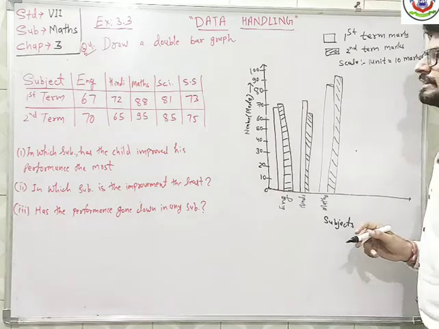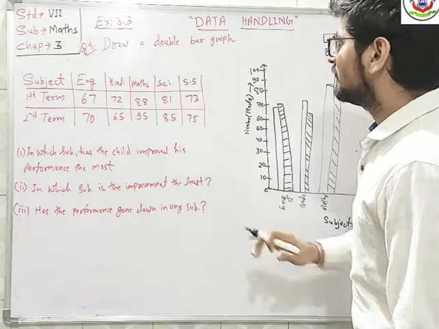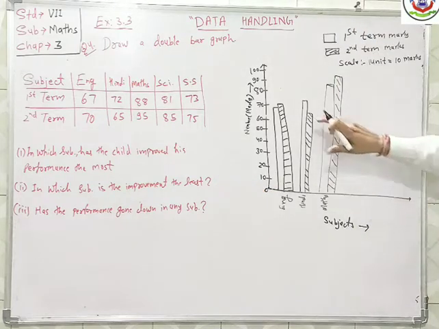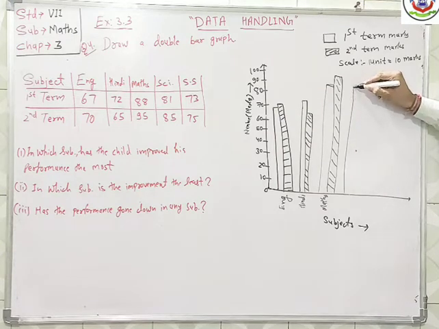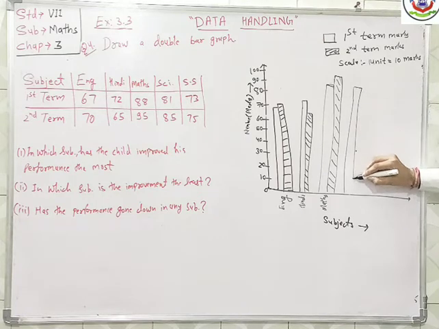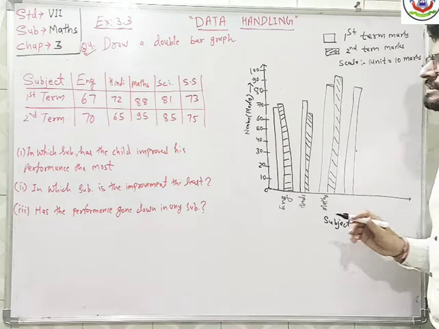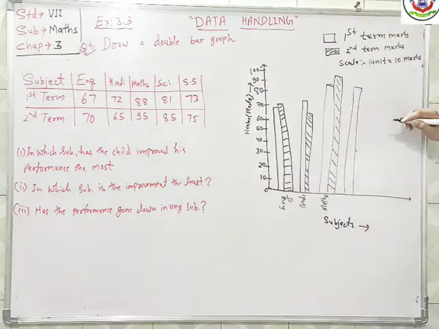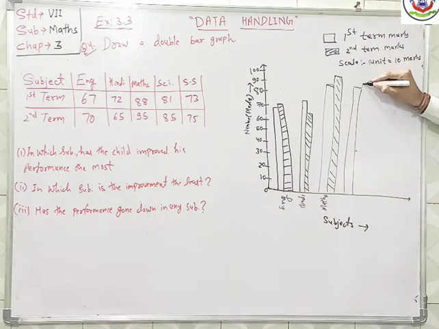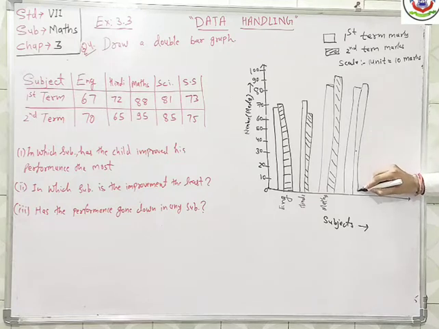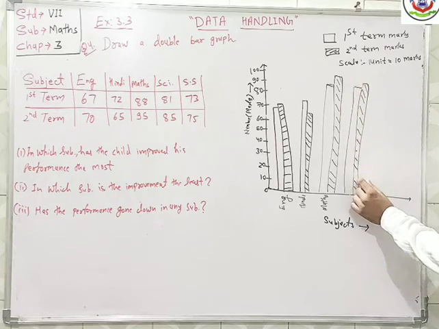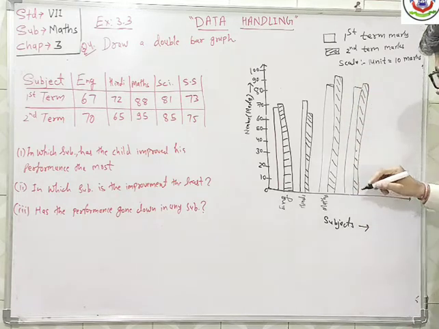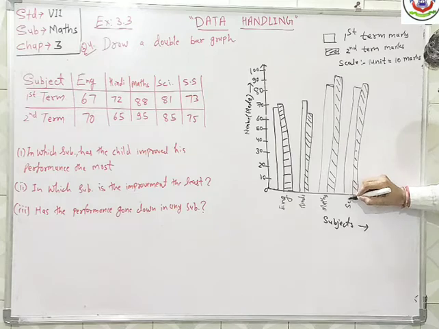Okay? Then we have science. In first term, he got 81 marks. So 81 is between 80 and 90. Okay? So something like this. Then in second term he got 85 marks. So 85 marks is just above this. And for the second term marks, we have to draw lines over here. So this is for science.